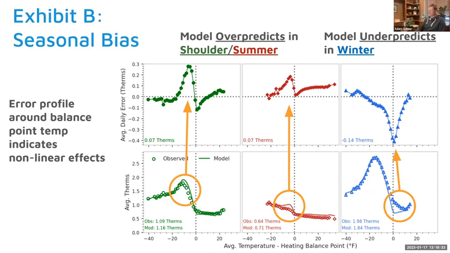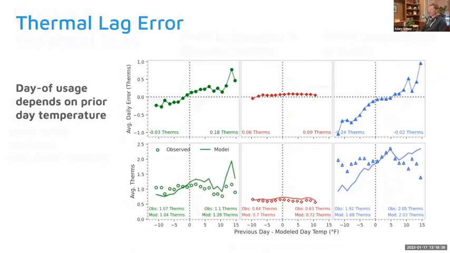So those are kind of exhibit B, exhibit C kind of thing. And then finally, we have thermal lag error. So I have now on the x-axis the previous day's temperature minus the modeled day temperature. So if it was colder yesterday than it is today, then I'm on this side of the plot. And if it was warmer yesterday than today, I'm on this side of the plot.